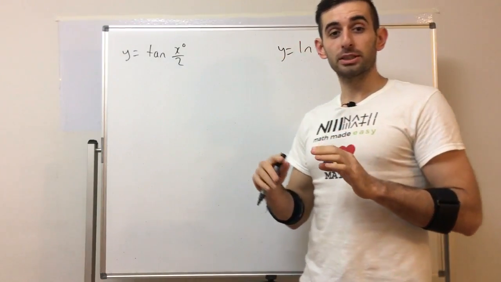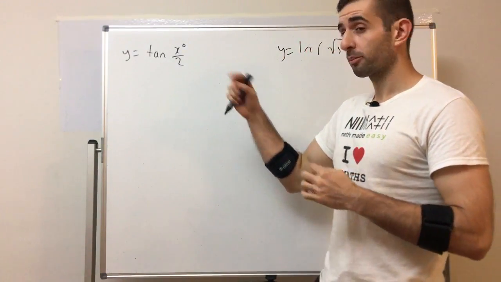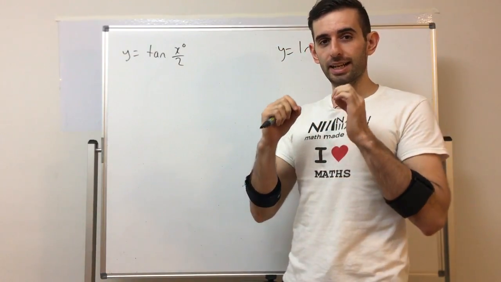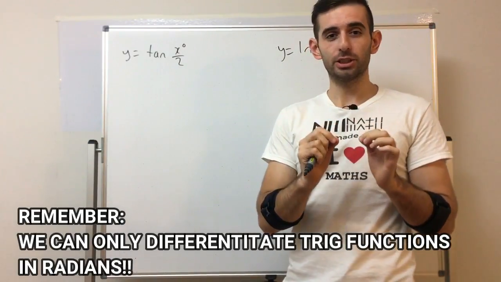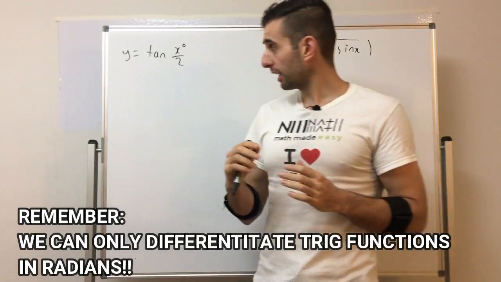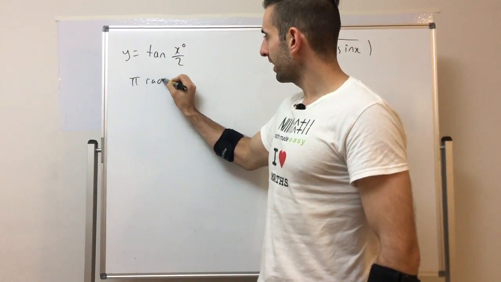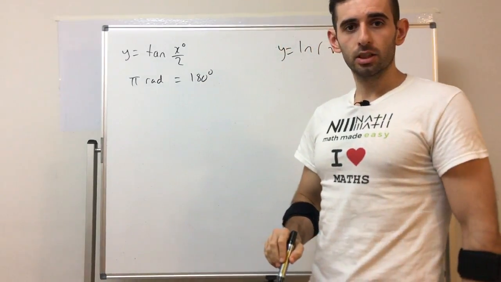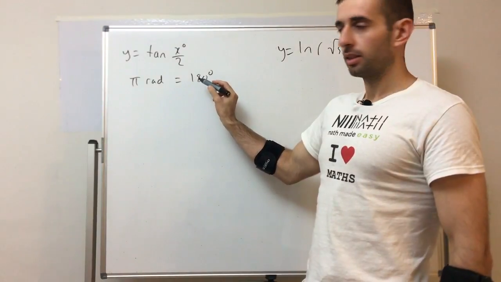I picked these questions for a couple of reasons, because there are a few tricks here we can use to help us. First of all, when we're differentiating trig functions, we can only differentiate in radians. This is in degrees, so currently we cannot differentiate. The way I like to remember these conversions is pi radians equals 180 degrees. So all I need to do is work out what x degrees is.